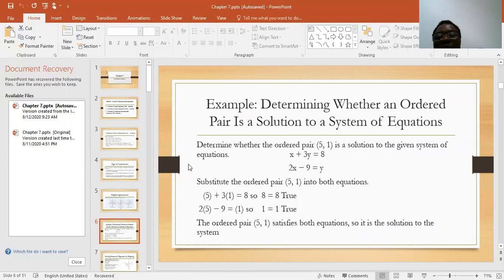Example, we want to learn how to determine the solution of 2 equations. Here we may substitute the ordered pair (5, 1) into both equations to determine if it is actually a solution to the equations. In doing so, we realize that the equations remain true because 8 equals 8 and 1 equals 1. So the ordered pair (5, 1) is a solution. If we know that these equations are not the same, then it is the unique solution because they are independent equations.